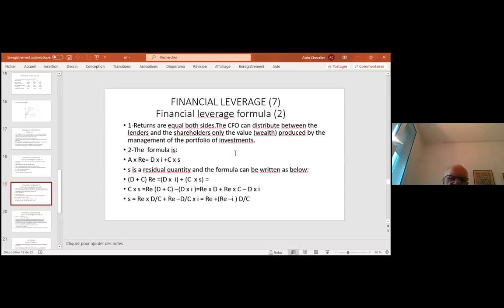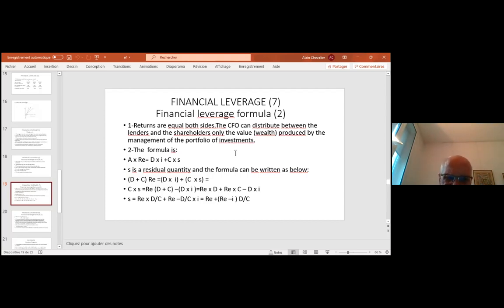It means that the return for shareholder, the cost of equity, is equal to what? It is equal to the return of a portfolio of investment, the return on investment, the return on the operations, plus this return on operations minus the average cost of debt. This is what we find between parentheses on the last line, multiplied by D over C, multiplied by the debt equity ratio.